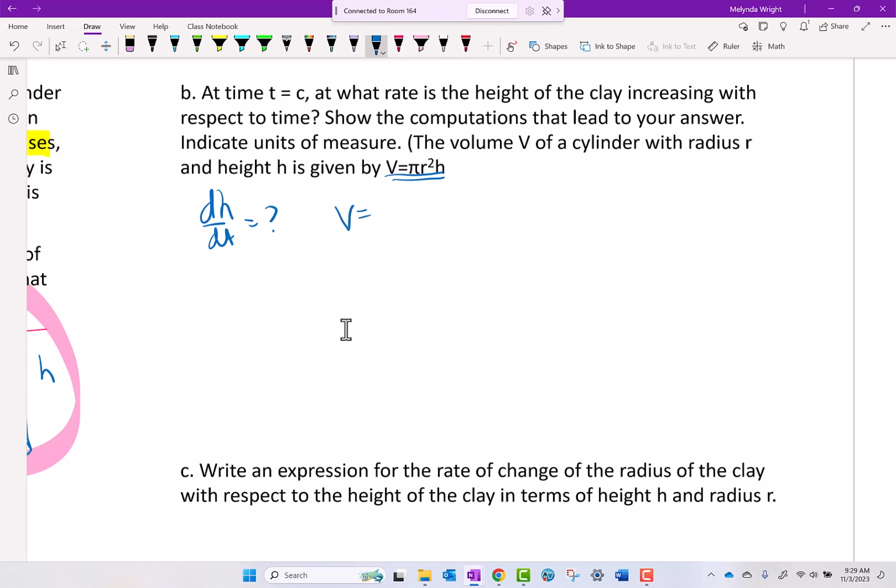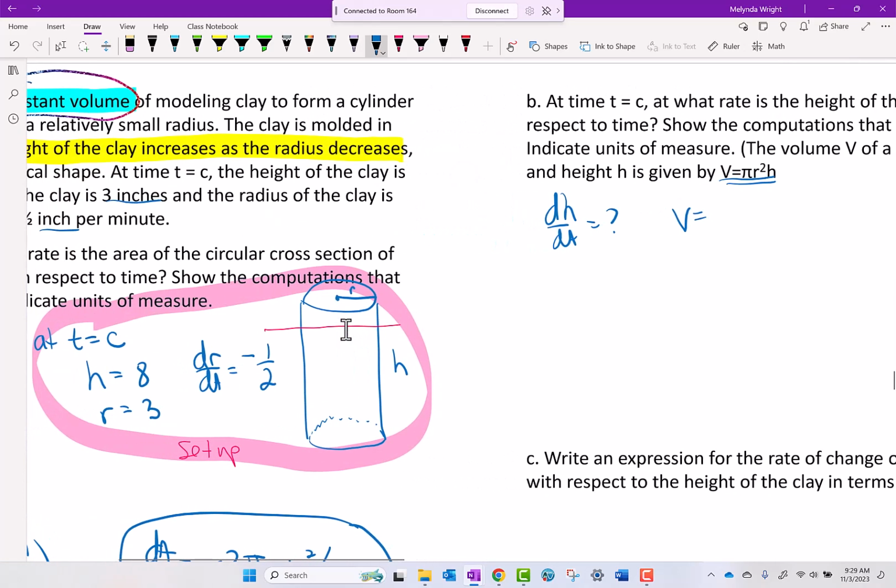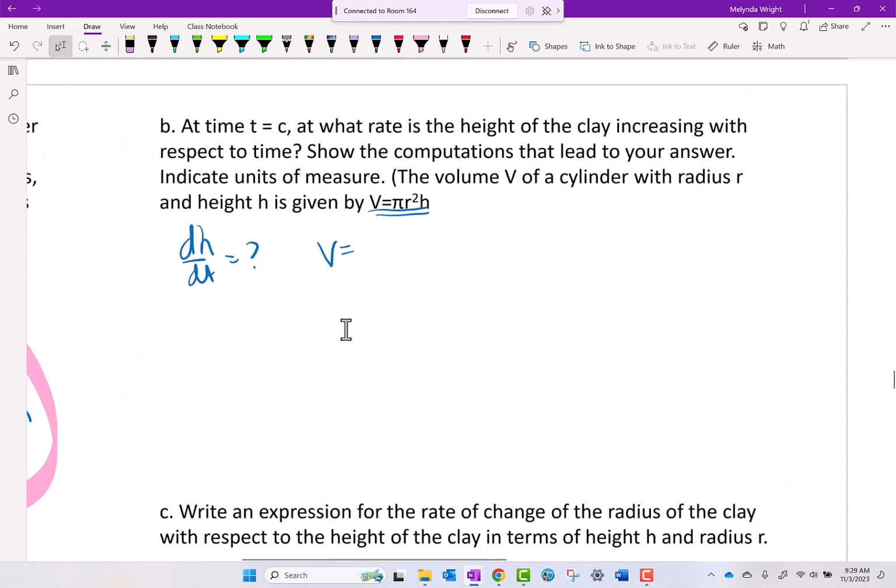Am I allowed to put in a 3 and an 8 right now? No, I am not. Because are the 3 and the 8 never changing? No, they change all the time, right? The whole cylinder is changing. The height and the radius are changing all the time. So no, we cannot. So we're going to leave all the variables there. So pi r squared h.